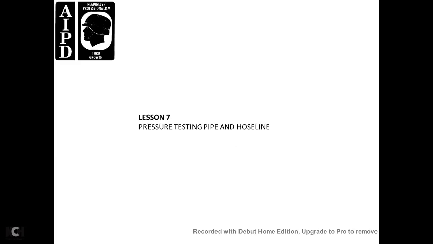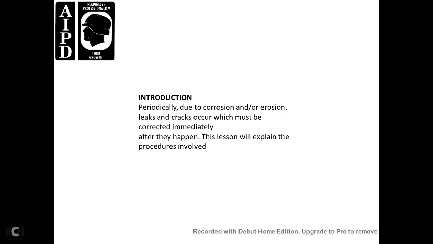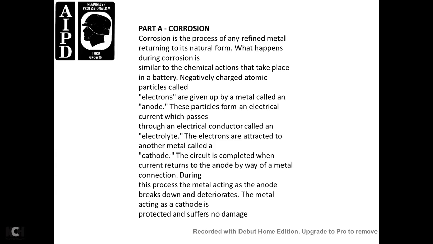Lesson 7, pressure testing pipe and hose lines. Periodically, due to corrosion, erosion, and leaks, cracks occur and must be corrected immediately after they happen. This lesson will explain the procedures involved.